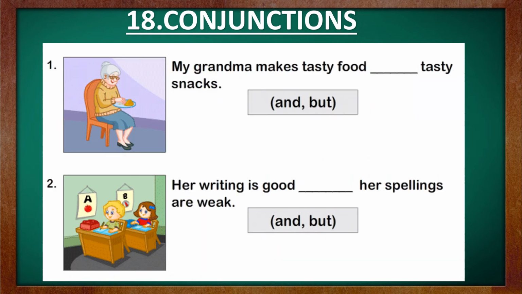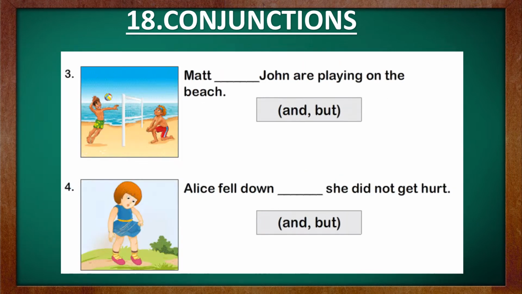Now let us fill in the blanks with the help of and or but. My grandma makes tasty food dash tasty snacks. Here we write and. My grandma makes tasty food and tasty snacks. Her writing is good dash her spellings are weak. Here two different ideas, or we can say two opposite ideas. So we write but. Her writing is good but her spellings are weak.